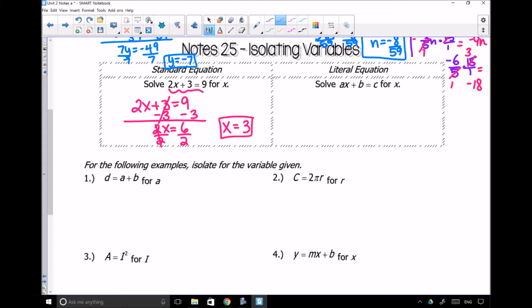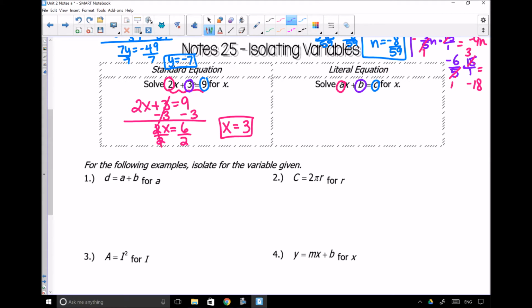Okay, now how is this related to this piece right here? Well, if you notice, the A right here is like this 2. The B right here is like this 3. And then the C right here is like this 9. So it's the same idea. Now, how am I going to do this?